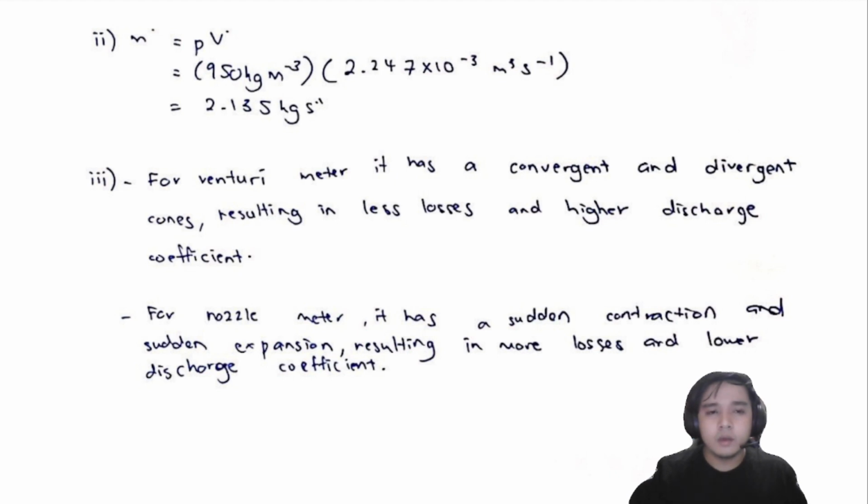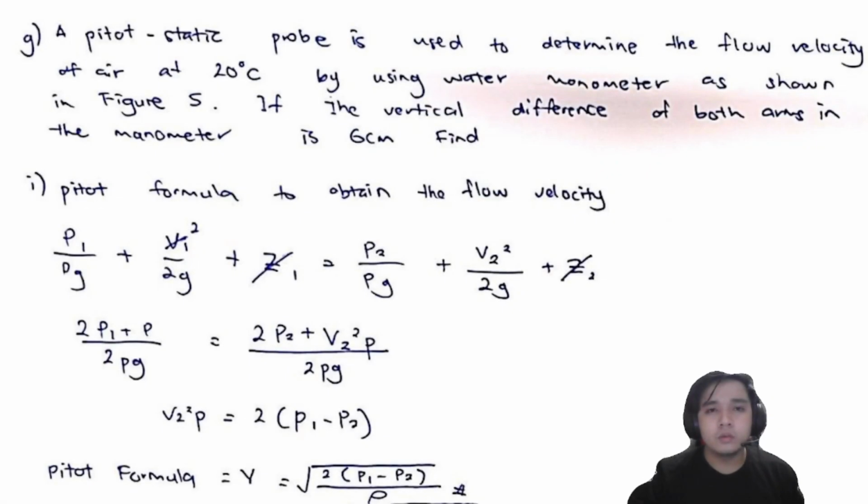So for the F3, the question said to explain why discharge coefficient Cd for the venturi meter is higher compared to the nozzle meter. So for venturi meter, it has convergent and divergent cones, resulting in less losses and higher discharge coefficient. For nozzle meter, it has a sudden contraction and sudden expansion, resulting in more losses and lower discharge coefficient. Okay, so I will proceed to the next question, which is G, and it is the last question.